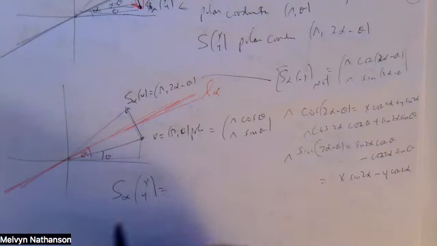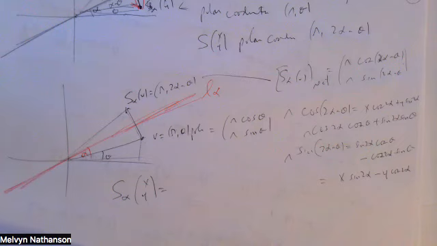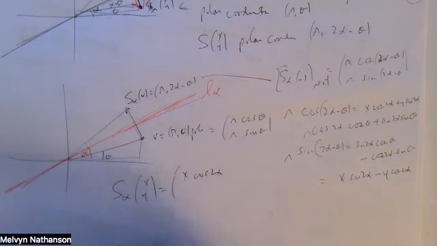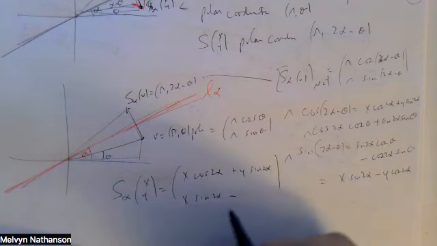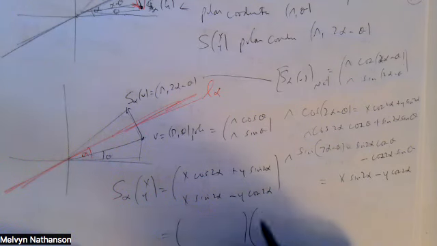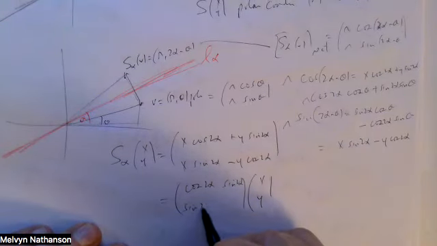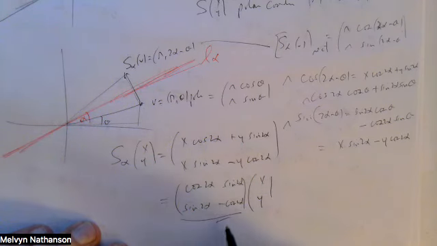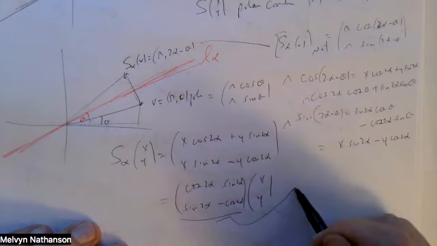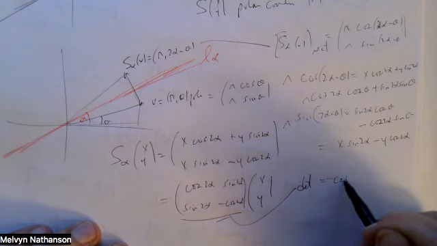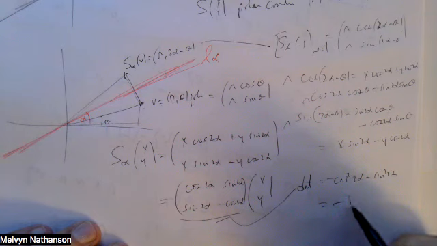So S alpha of x, y is going to be x cosine 2 alpha plus y sine 2 alpha, x sine 2 alpha minus y cosine 2 alpha. That's the vector, the matrix, cosine 2 alpha, sine 2 alpha, sine 2 alpha, minus cosine 2 alpha. So the matrix for reflection is given by this matrix. And the determinant of this is minus cosine squared 2 alpha minus sine squared 2 alpha, which is minus 1.